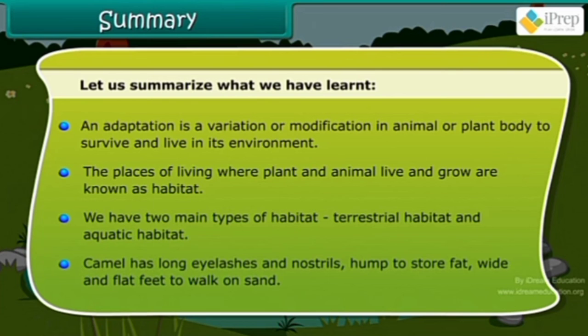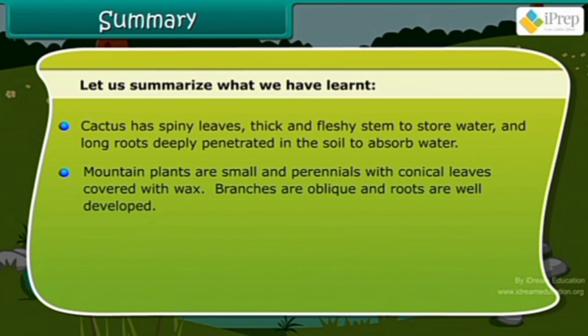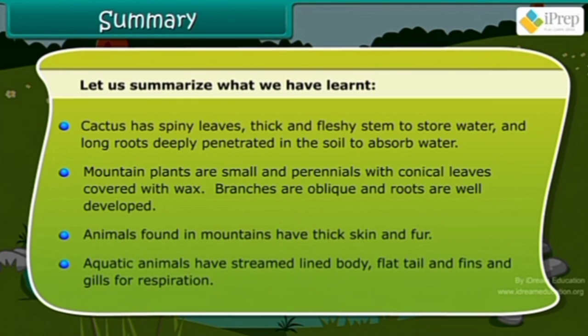Camel has long eyelashes and nostrils, a hump to store fat, and wide and flat feet to walk on sand. Cactus has spiny leaves, a thick and fleshy stem to store water, and long roots deeply penetrating the soil to absorb water. Mountain plants are small and perennials with conical leaves covered with wax. Branches are oblique and roots are well developed. Animals found in mountains have thick skin and fur. Aquatic animals have a streamlined body, flat tail, and fins, and gills for respiration.